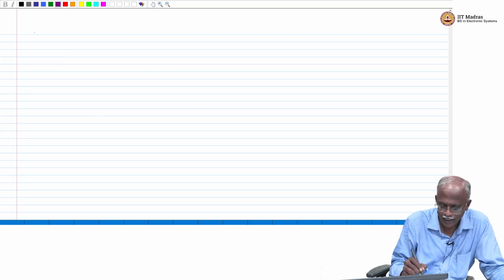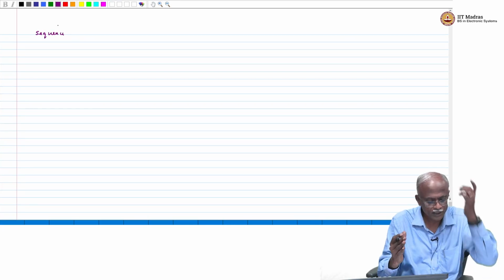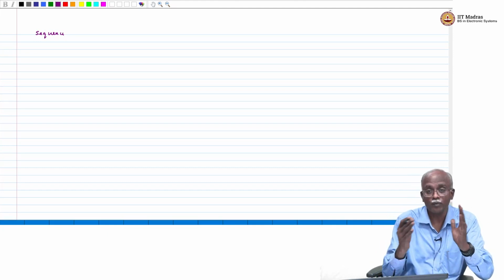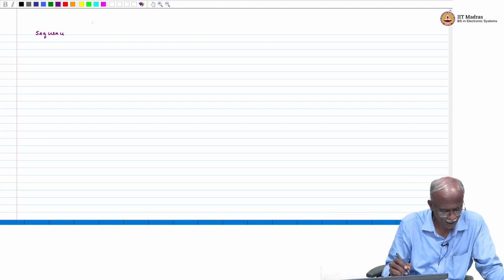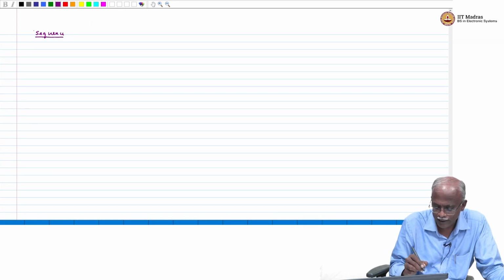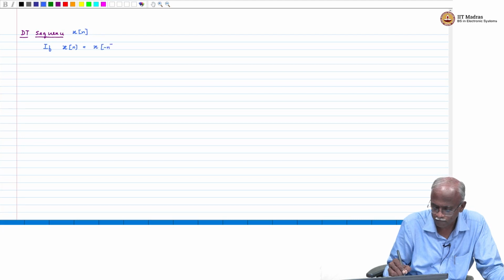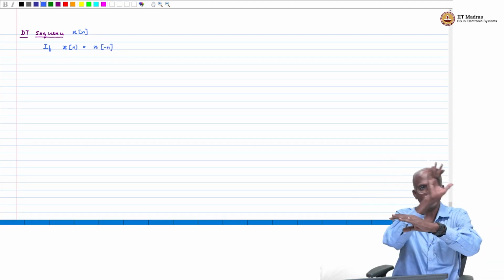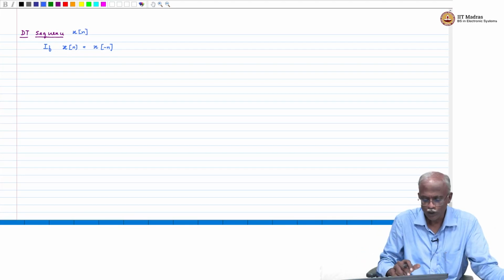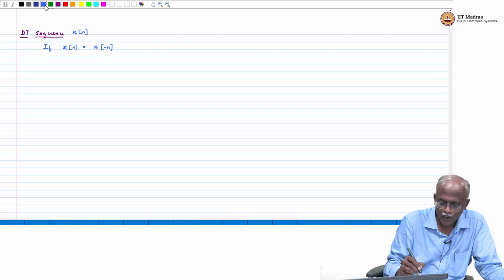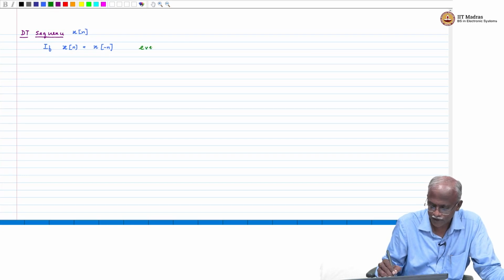So, if you have a sequence, we can derive certain additional properties and characteristics from the sequences, and this is very useful for us to have. Okay, so if you have a discrete time sequence, let us say that you call that a sequence x of n. If x of n is equal to x of minus n, that means x of 1 is the same as x of minus 1, x of 2 is the same as x of minus 2. So basically there is a symmetry. Okay, we call this an even sequence.